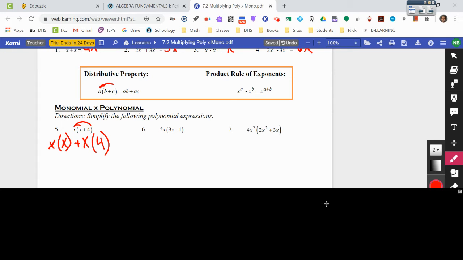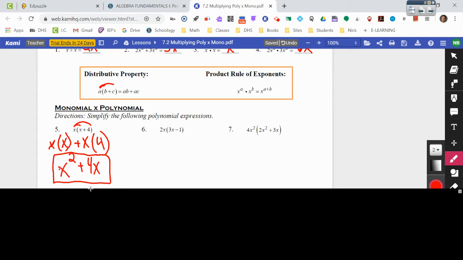All right, so now we're going to simplify this. So x times x, right, is either x to the first times another x to the first, which turns into x to the second power. And then a positive x times a positive 4 is just a positive 4x. And as we know from before, these terms cannot be added up because they are not like terms. So this is my simplified answer here, x to the second, or x squared plus 4x.